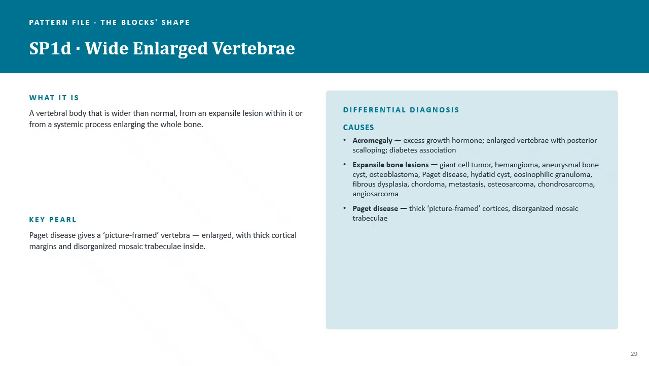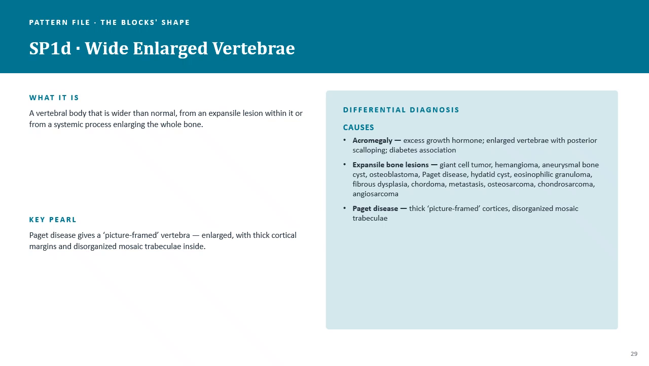The second possibility for this type of shape pattern is if there's something else that's growing or expanding within that vertebrae, and that something else could be a bone lesion. That bone lesion could be malignant, or it also can be benign. So as that bone lesion starts to grow, it starts to push that bone outward, and it actually makes it look like that vertebrae got wider.